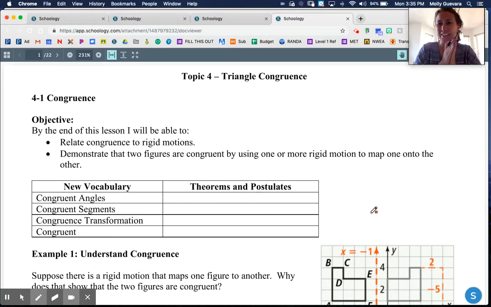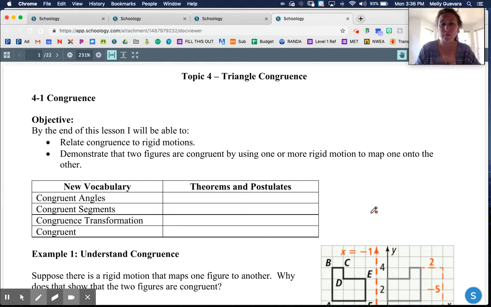We get to start topic 4 today. Topic 4 is all about triangle congruence. So we have a lot of fun things that we get to talk about here. We're just going to go ahead and get started because there's a lot to do, right? Today we're going to focus just on 4-1, which is all about congruence. Are two things congruent? How can we tell? What does congruent mean? Things like that.